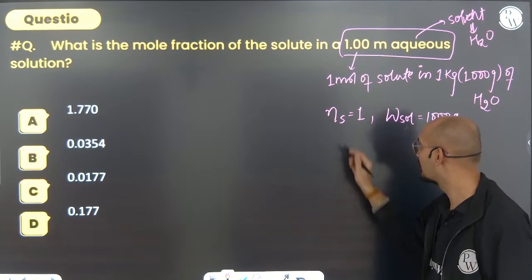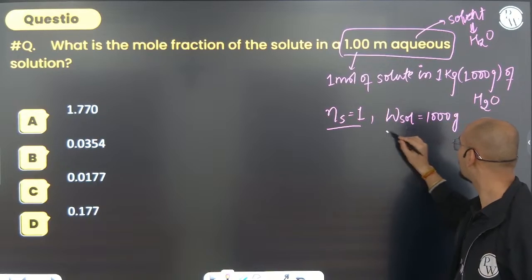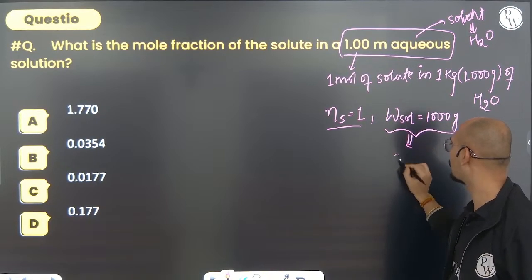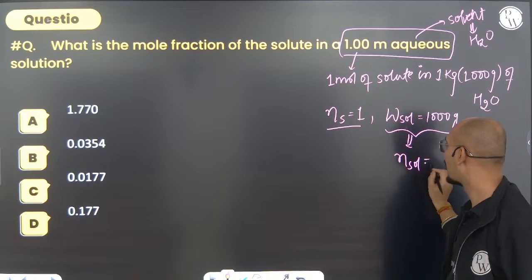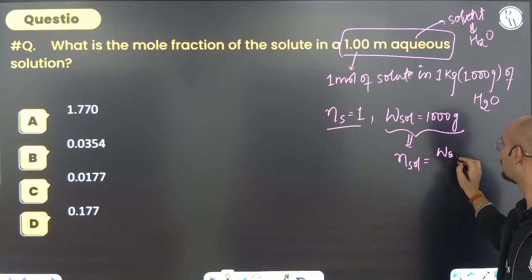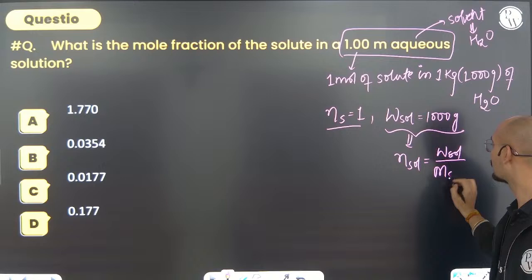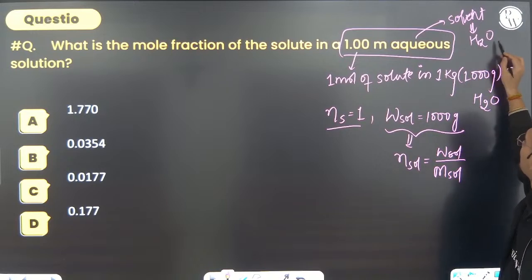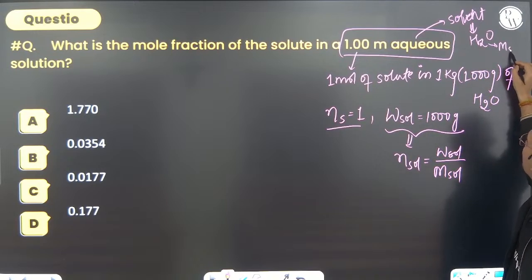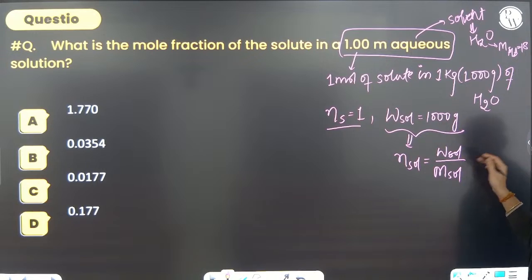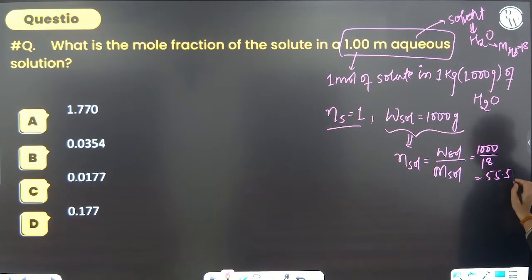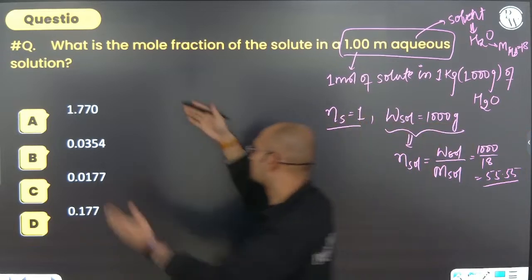So what we have got? We have got number of moles of solute. From the mass of solvent, can we not find out number of moles of solvent? We can. How can we? Because mass of solvent divided by molar mass of solvent, and solvent is water. Molar mass of water is how much? I hope everyone knows that it is 18. So 1000 by 18 comes out to be 55.55.